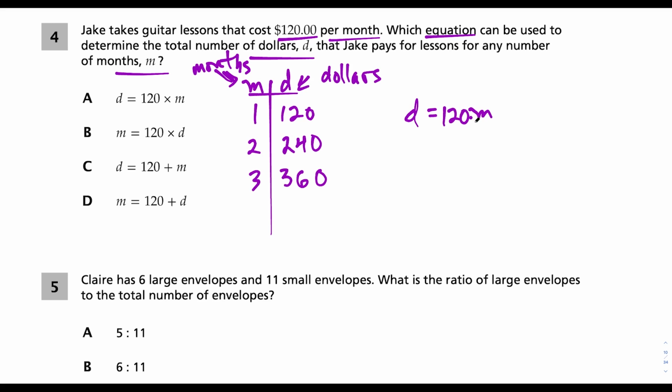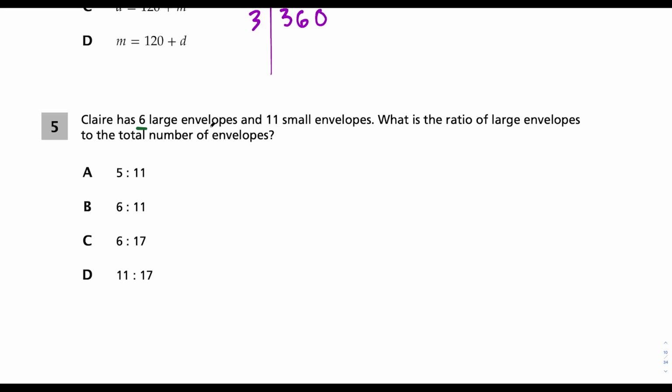So I could say 120 times column M gives me column D. And that's why choice A is our solution. Question 5, we have Claire has 6 large envelopes and 11 small envelopes. What is the ratio of large envelopes to the total number of envelopes?